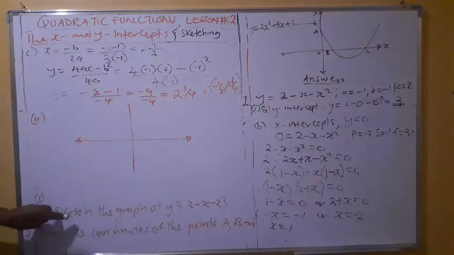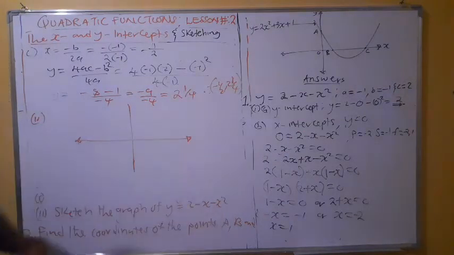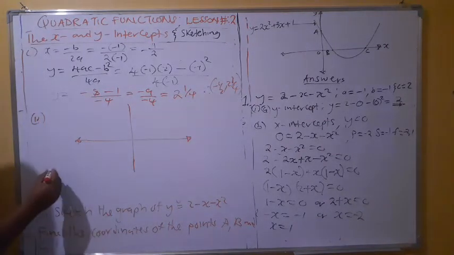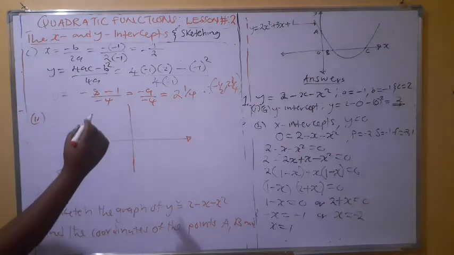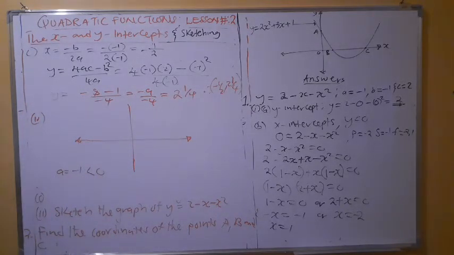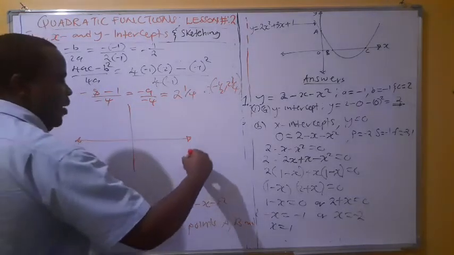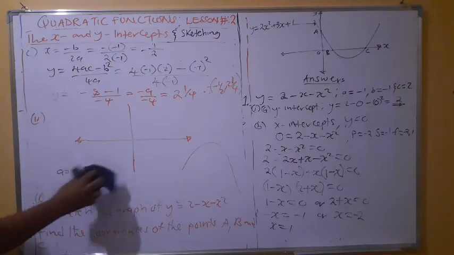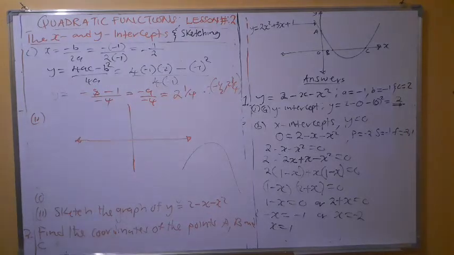Now, before you sketch, you look at a. Is a greater than 0 or a less than 0? We did this in lesson 1. So in this case, our a is negative 1, which is less than 0. So if a is less than 0, what kind of parabola are we supposed to have? We're supposed to have a maximum parabola there.